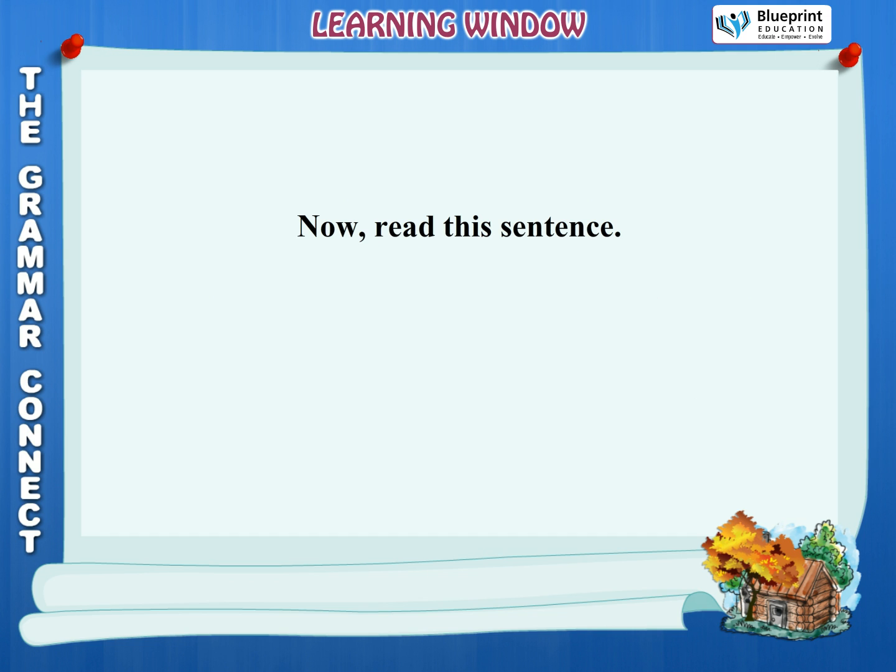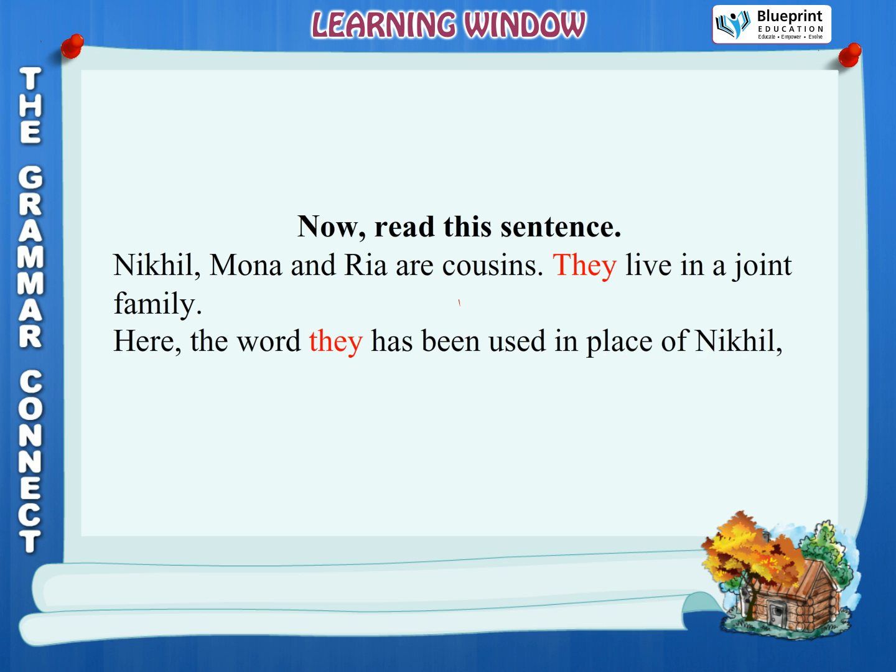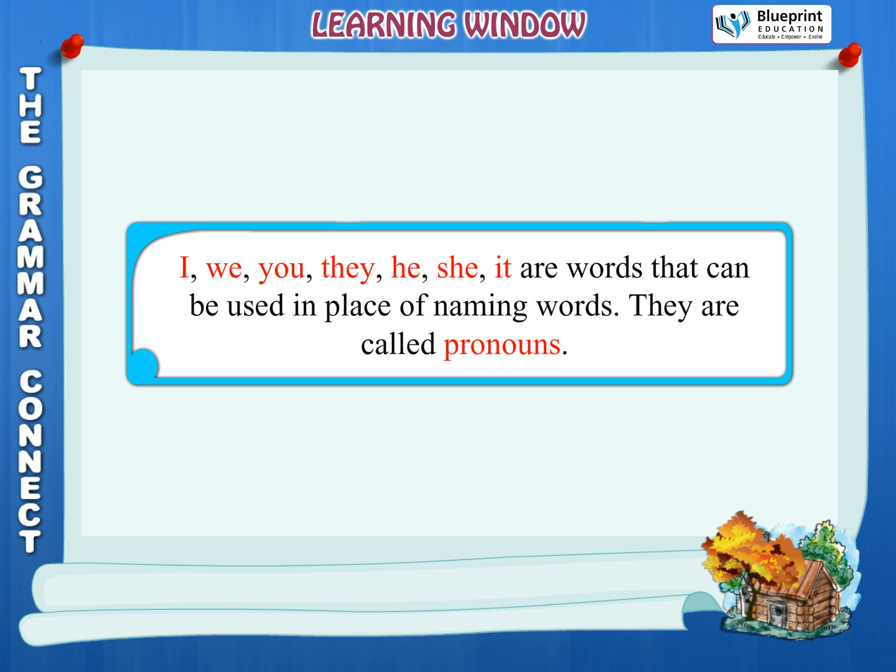Now read this sentence. Nikhil, Mona and Riya are cousins. They live in a joint family. Here the word they has been used in place of Nikhil, Mona and Riya. I, we, you, they, he, she, it are words that can be used in place of naming words. They are called pronouns.